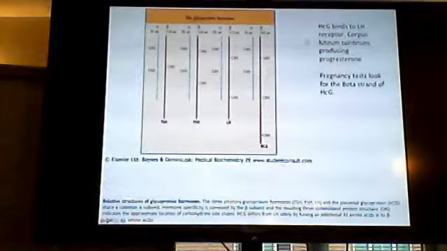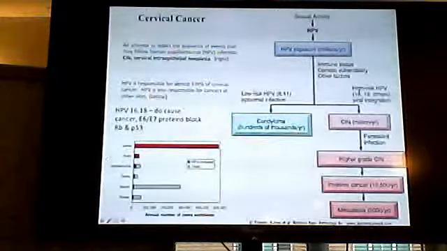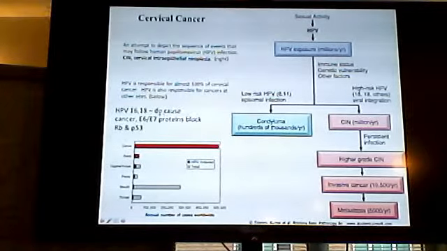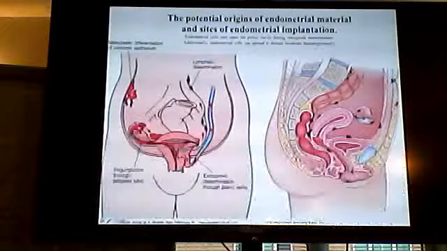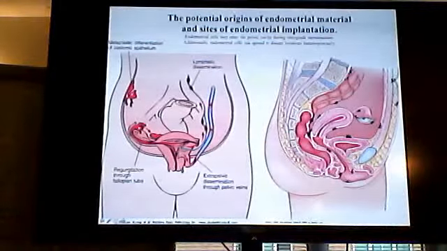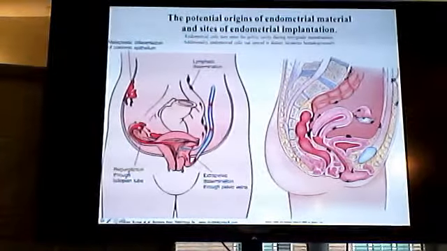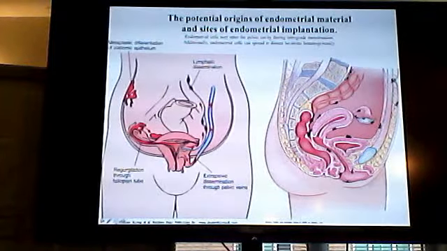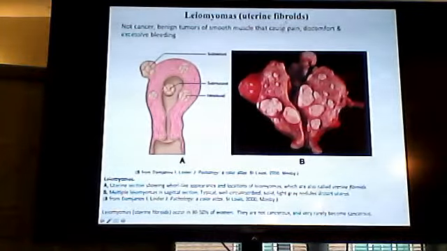You might see HCG if you're pregnant for the pregnancy test. HPV 16 and 18 do cause cervical cancer because of E6 and E7 proteins that block retinoblastoma and P53. You can have endometrial ectopic implantation, so different things can happen all around the body. You can have leiomyomas or uterine fibroids, so they're not cancers, but they're benign tumors of smooth muscle all around this area.